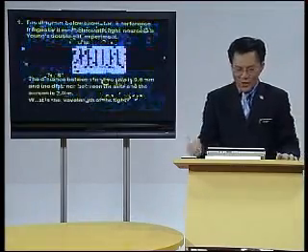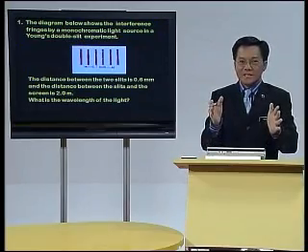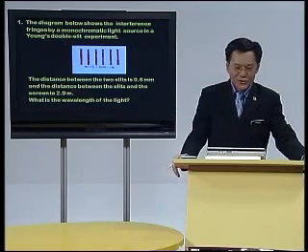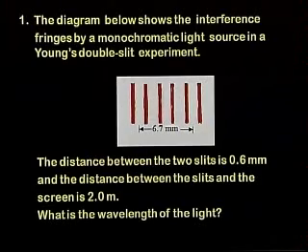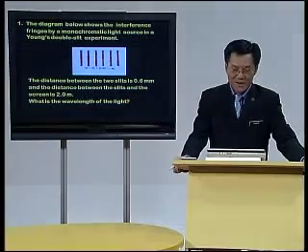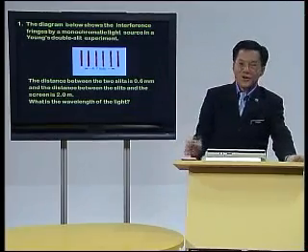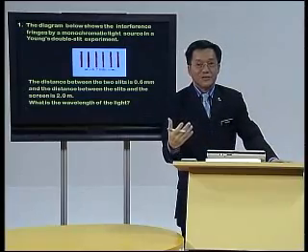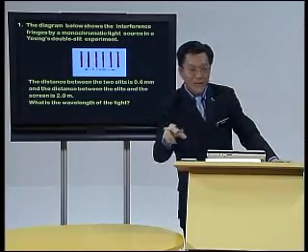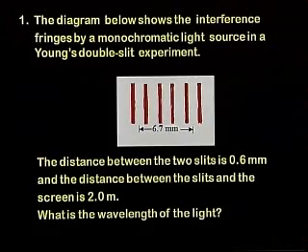Let us take a look at the question. Here I have chosen a simple question on interference of light. Let us read it together. The diagram below shows the interference fringes by a monochromatic light source in a Young's double slit experiment. So what you see is actually the fringe patterns that you get when you did the experiment in the lab. So let's say these are the experimental results of an experiment that a student has done in the lab. The distance between the two slits is 0.6 millimeters, and the distance between the slits and the screen is 2.0 meters. The question is, what is the wavelength of the light that is being used?